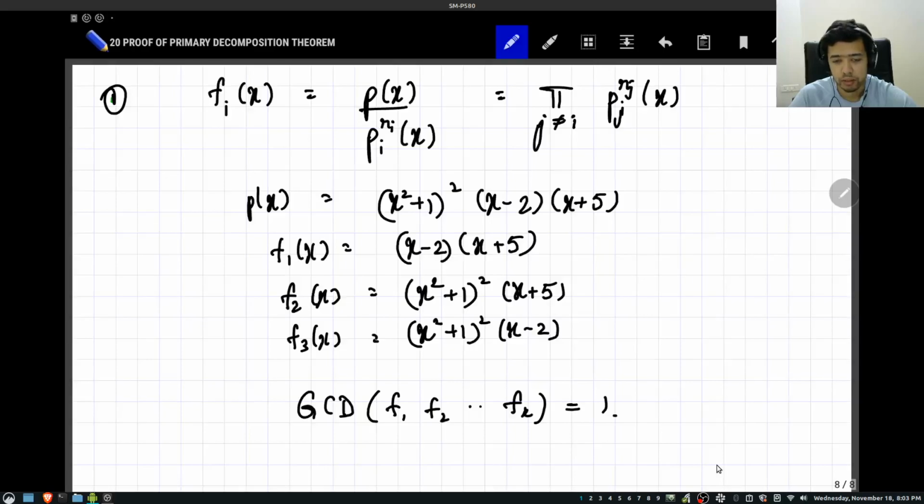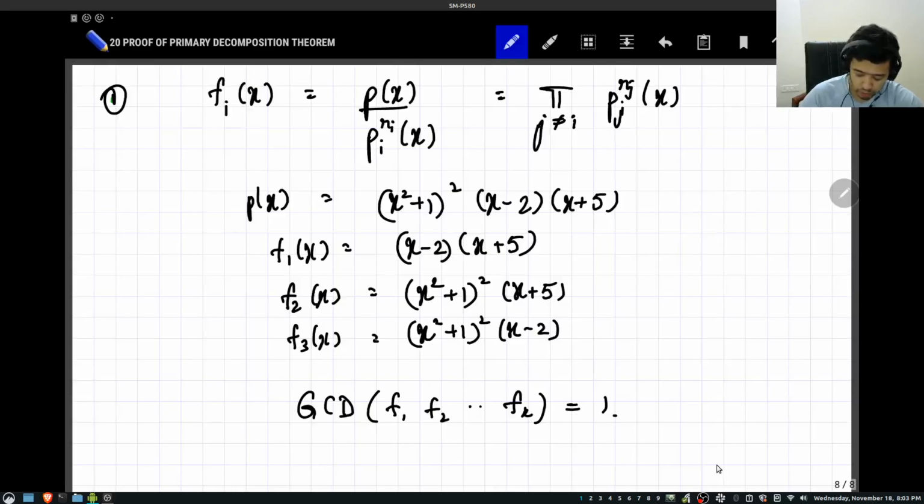Okay, and why is this the case? If the GCD were some polynomial of degree greater than or equal to 1, then there should be some term which divides each of the fi's. But each of the fi's is missing precisely one of the pi's, right? And each of the pi's is irreducible, and therefore the fi's have GCD equal to 1.